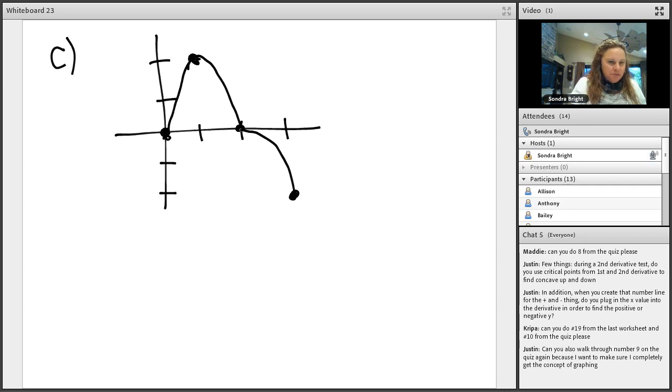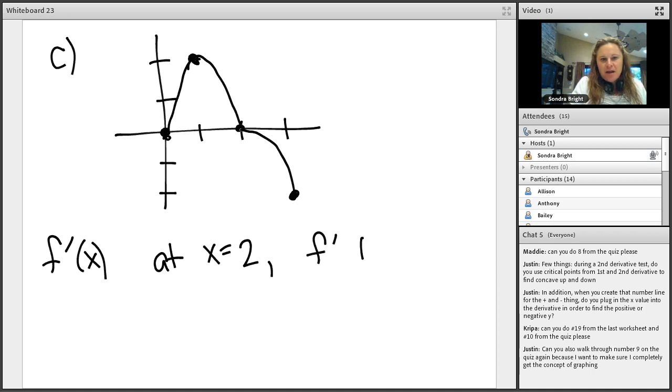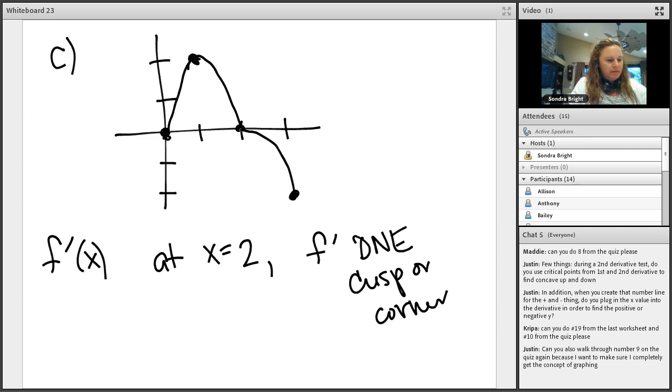The other thing that tells me this is that if you look at f prime of x on the table, at x equals 2, it says f prime does not exist, which means that you should have a cusp or a corner there. And so that makes sense there too. There's your little cusp that's happening. Okay, so hopefully that makes sense.